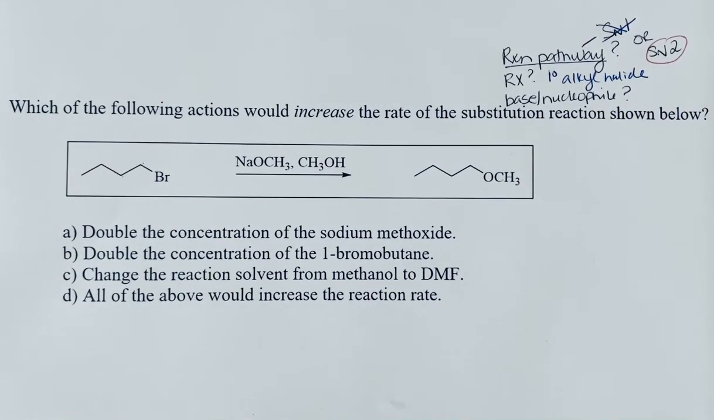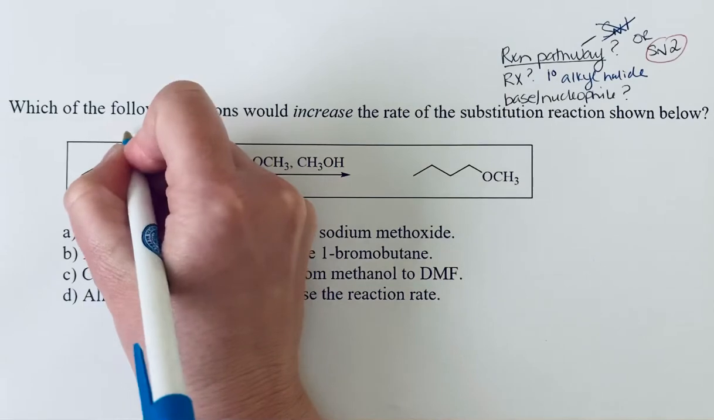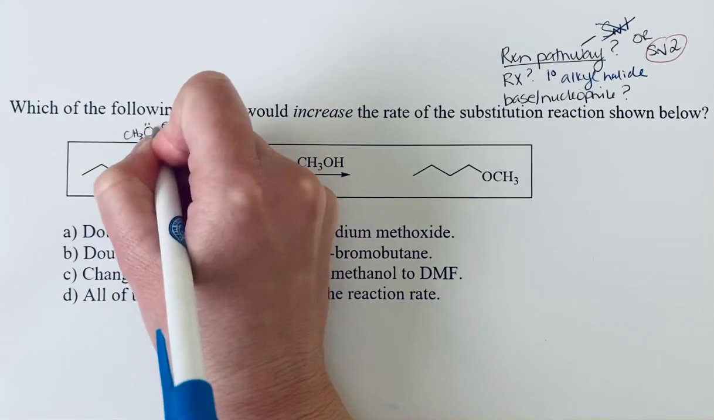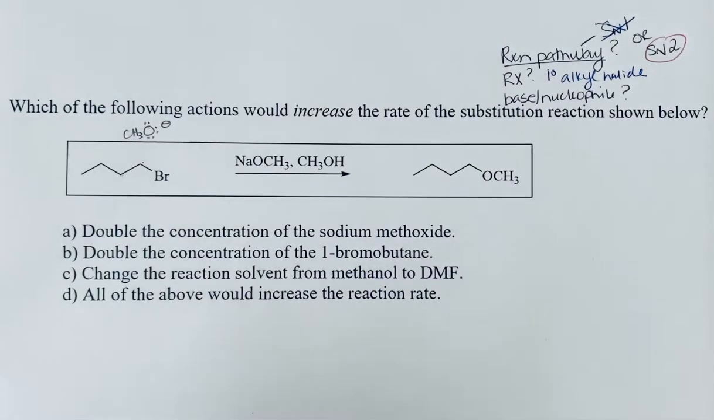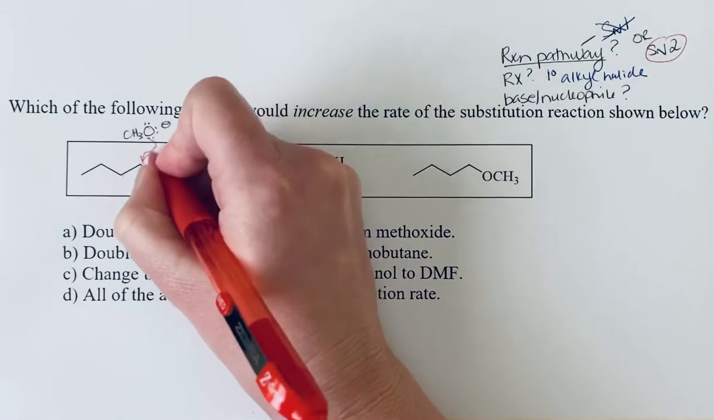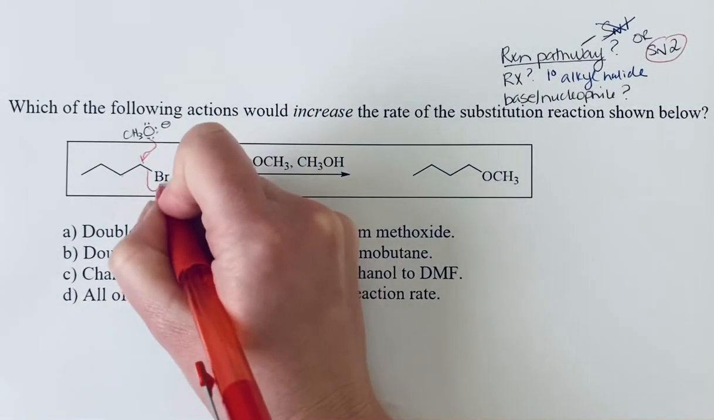And so we want to consider what this means. I'm going to quickly draw the mechanism. This is your concerted reaction. So the methoxide is the nucleophile. And this reaction takes place in one mechanistic step. Right? So the nucleophile attacks that partially positive carbon and kicks off the leaving group.